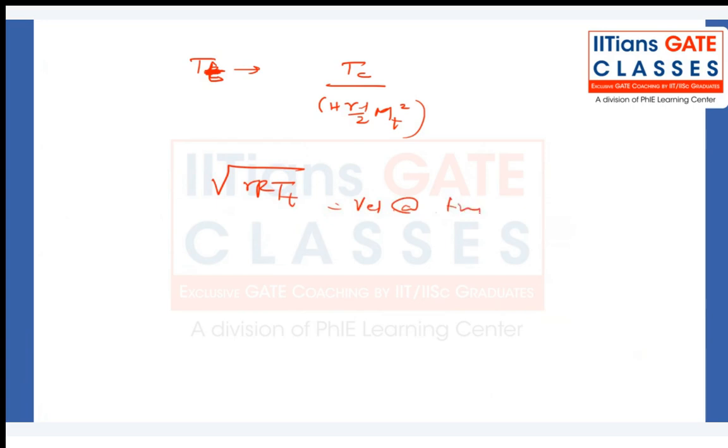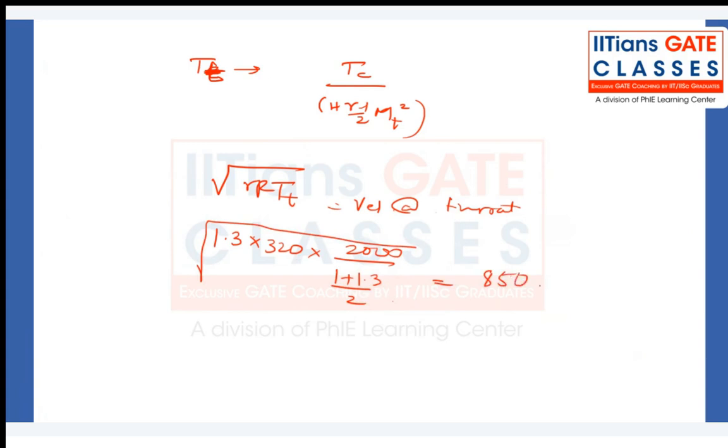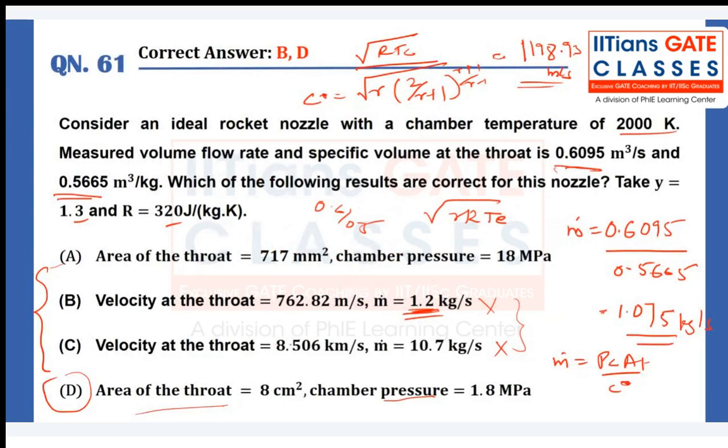So velocity at the throat, also using their parameters 1.3, 320 and 2000 by this. If you try to evaluate, it comes around 850.58. So even the velocity at the throat does not match with any of the answers. So this is kind of an ambiguous question. Such questions won't be there in the GATE exam, so don't worry. You just understand the procedure of how to solve in case such questions are asked in the exam. Is it clear?